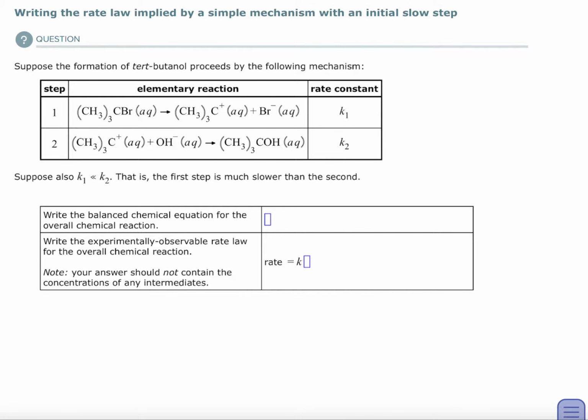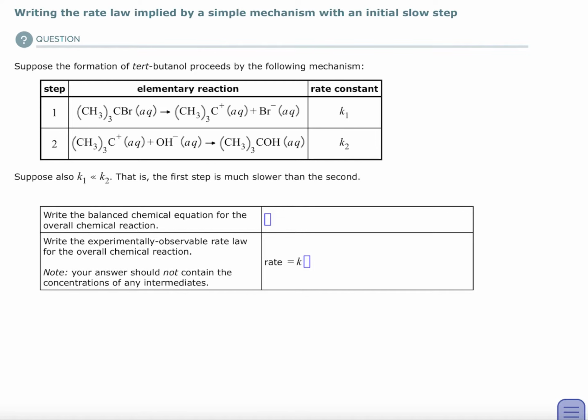Welcome back. This is an Aleks homework video on writing the rate law implied by a single mechanism with an initial slow step. If you are trying to come up with a rate law from a mechanism that has more than one step, then your rate law can only be as fast as the speed of whatever is the slowest step in your mechanism. Each one of these steps has a different rate constant. It's happening at a different speed because really it's essentially a different chemical reaction happening in sequence.